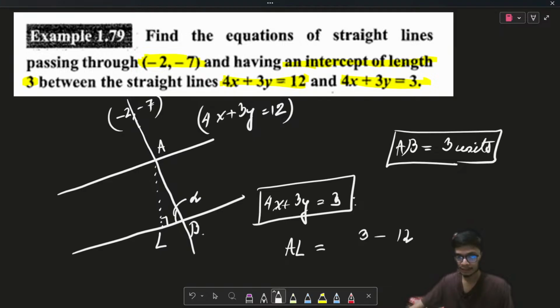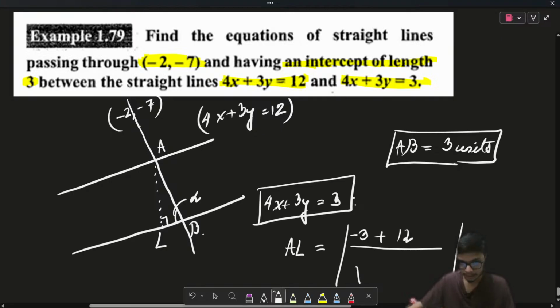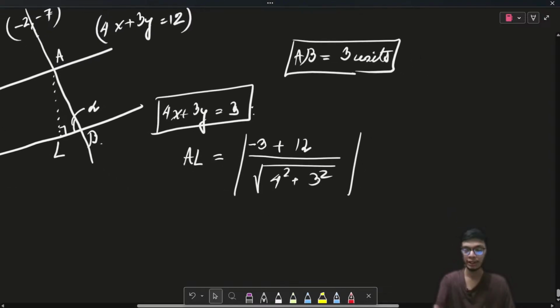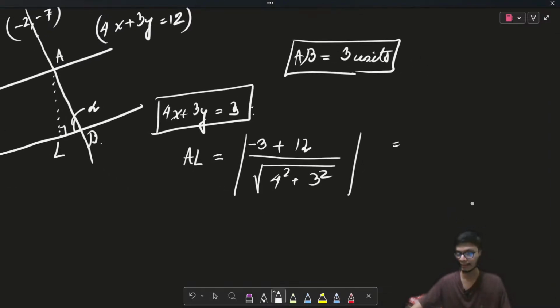So it is minus 3 minus of minus 12, that is plus 9. Ultimately I'm going to put a mod, so it doesn't matter. And then the square root of 4 squared plus 3 squared. If you solve this, your perpendicular distance between the two parallel lines comes out as 9 upon 5.